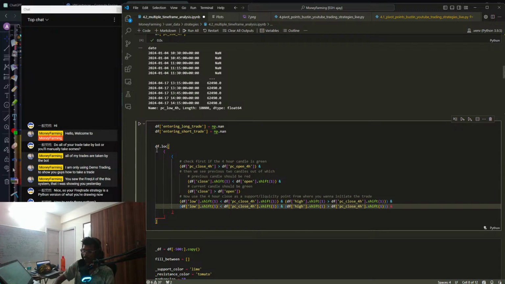Get that, and what we can do for now here as well, remove that shift.